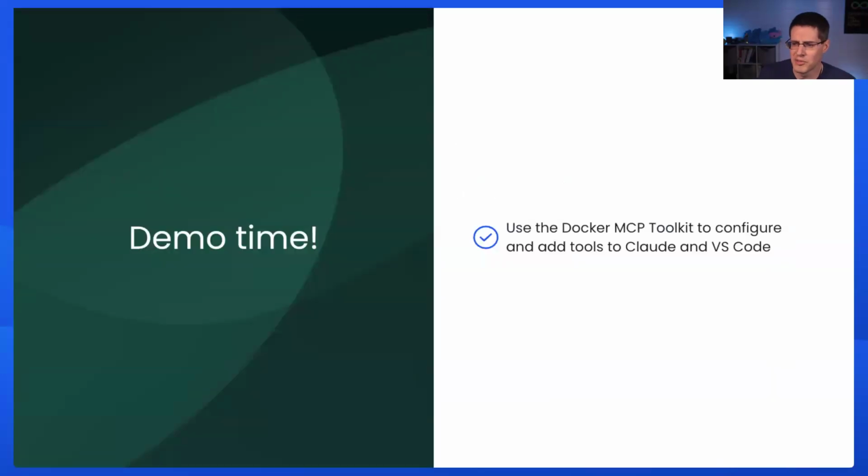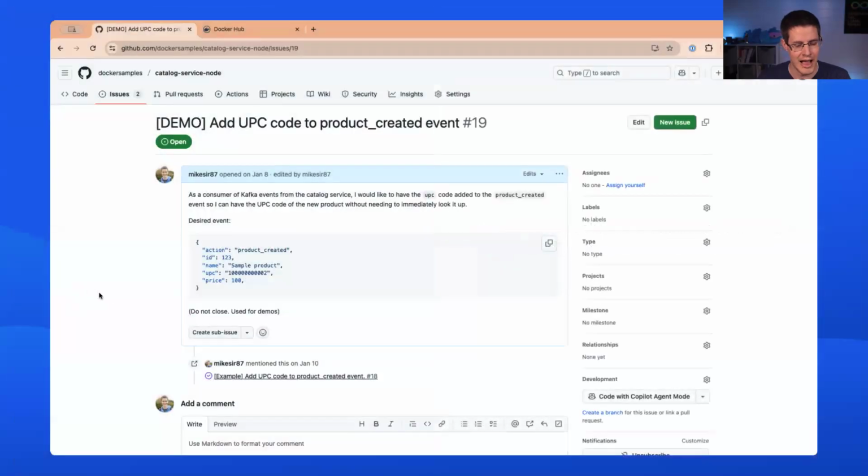So I'm going to do a demo here in which I'm going to use the MCP Toolkit, and I'm going to configure, in this case, VS Code. And what we're going to do is we're going to add a GitHub server to it and enhance the capabilities that it would have normally had, right? And to do that, first off, I'm going to jump over to my browser here. I've got this GitHub issue that says, hey, I need to make some changes to a Kafka event that's going to be published by my application.